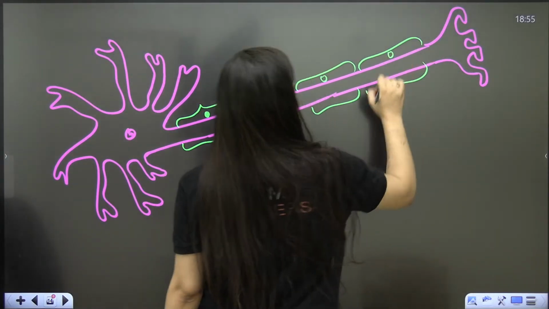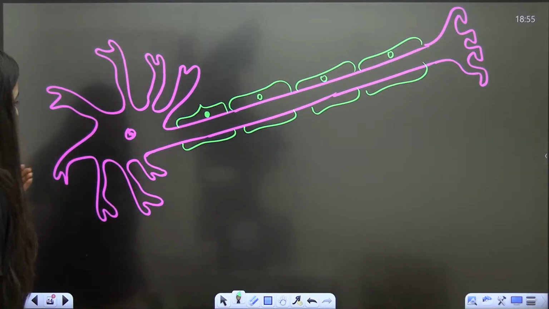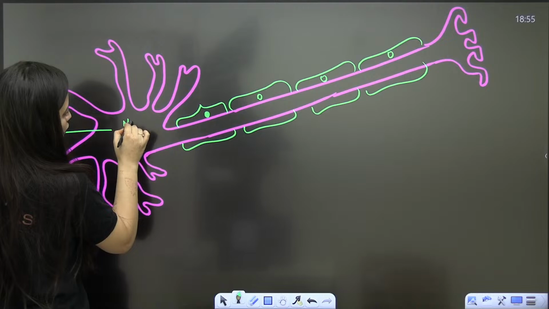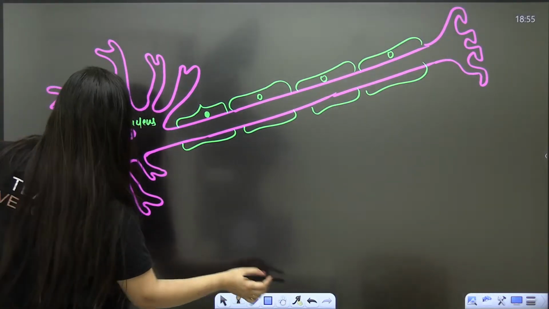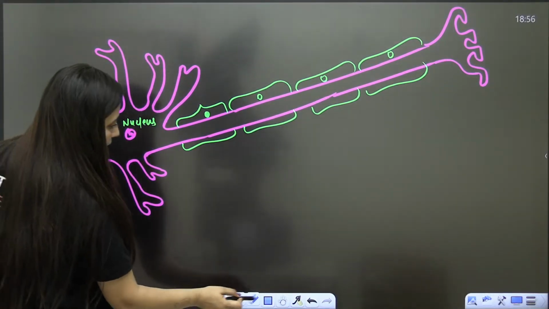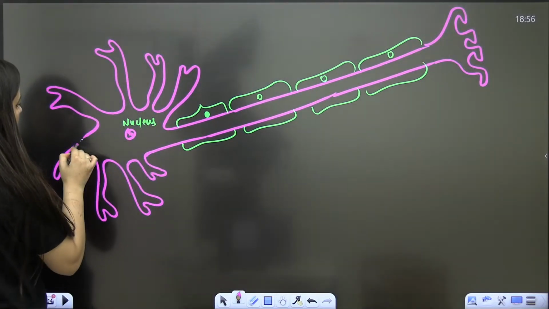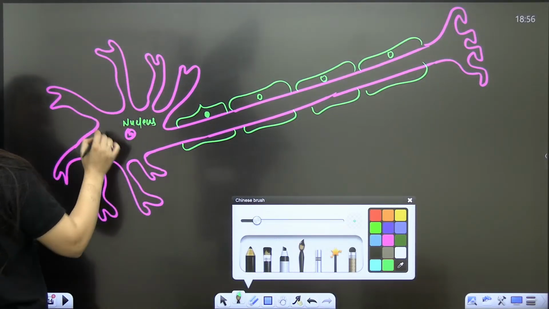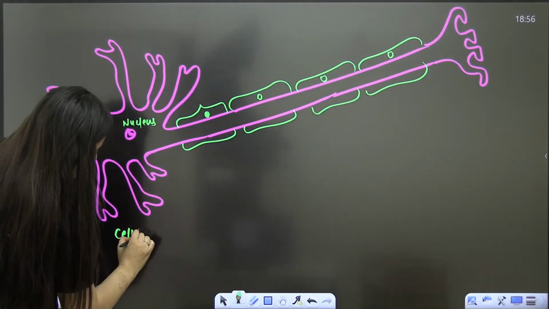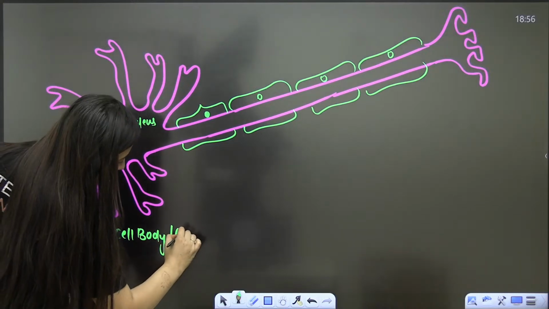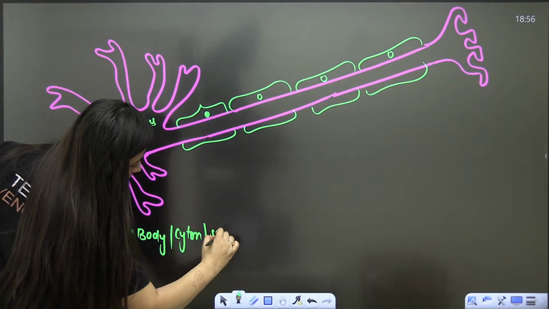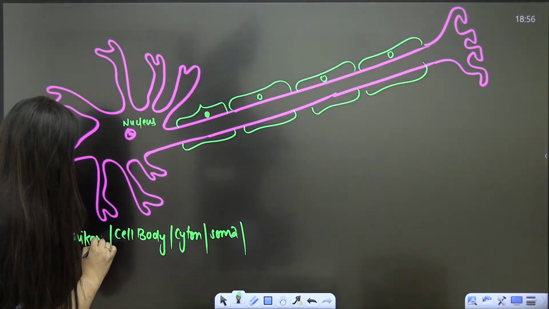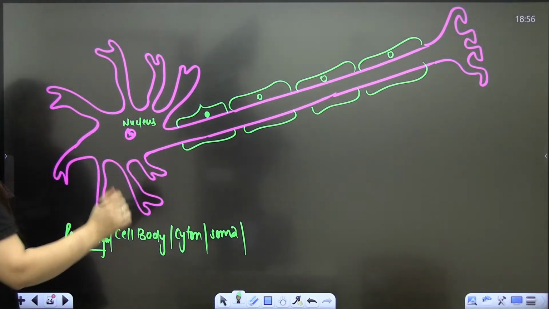Something like this. I hope you all know about it. So when you are talking about the neuron, this portion here is the nucleus. Other than that, this part is the cell body, also known as cyton, also known as soma, also known as perikaryon. From this cell body, many processes are arising.